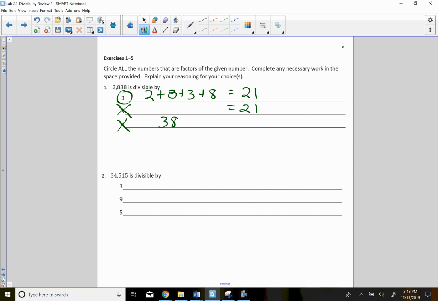So number 2 on page 82 starts with 34,515, and we have to decide if it's divisible by 3, 9, and 5. But right away I jump into 5 because 5 is pretty easy. That number ends in 5, and if it ends in 5 or 0, it's divisible by 5.